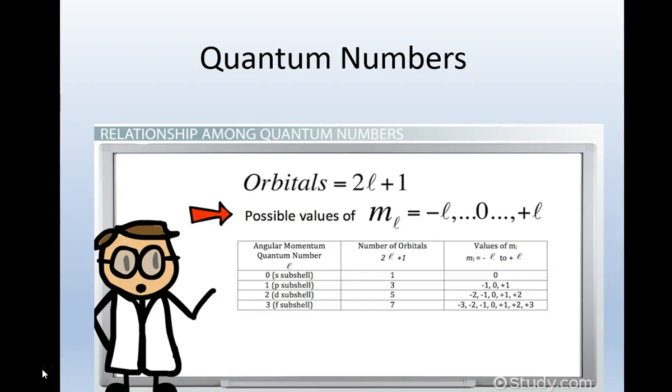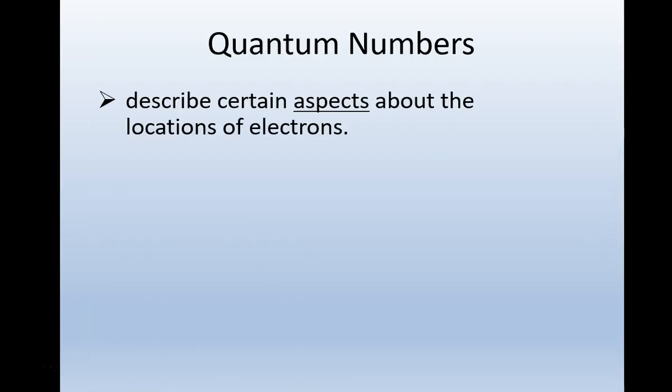Hello again and welcome to our lesson number 3 of Chemistry 12, Unit 1, Structure and Properties of Matter. Today's lesson is going to cover the concept of quantum numbers. Let's examine quantum numbers in detail.